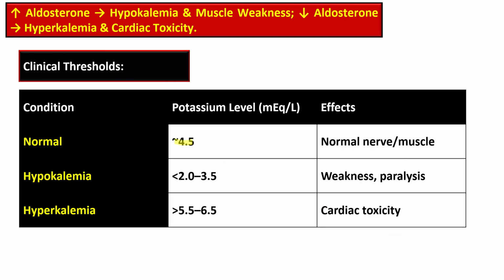So the potassium concentration of 4.5 milliequivalent is considered normal, and it is responsible for normal nerve and muscle function. But if there is decreased potassium, or hypokalemia, that is about 2 to 3.5 milliequivalent per liter, there will be weakness and paralysis. And if there is hyperkalemia, that means it is going more than 5.5 or to 6.5, it will lead to cardiac toxicity.